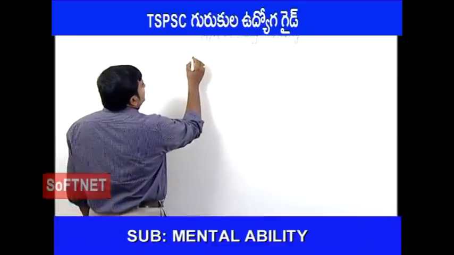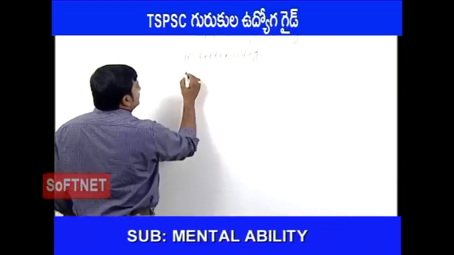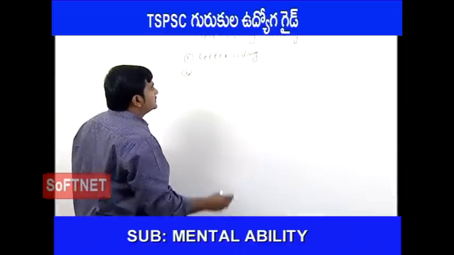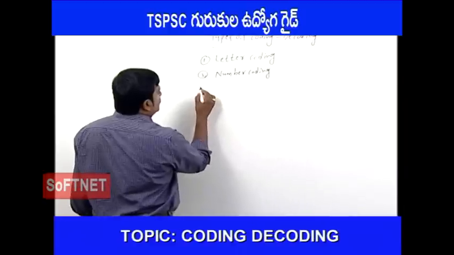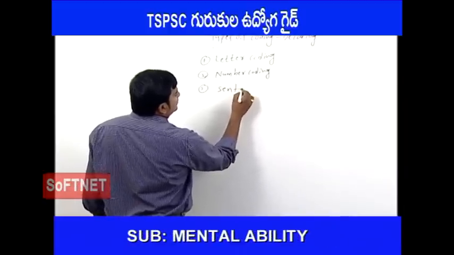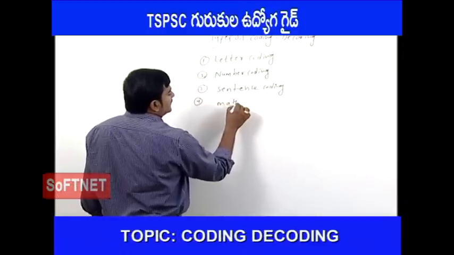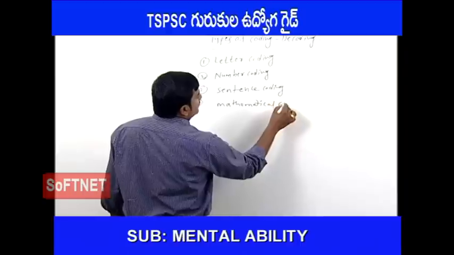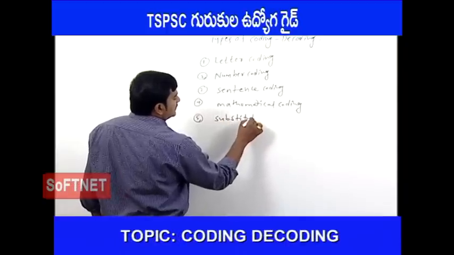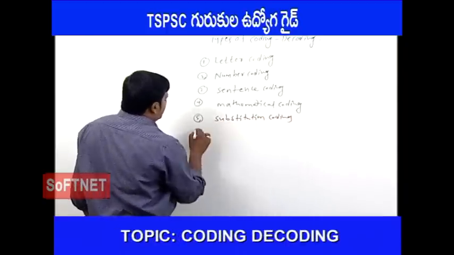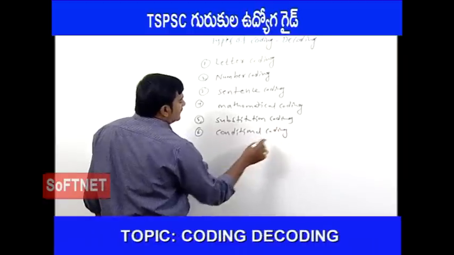Let's say the first type is letter coding. We will discuss each and every coding by taking many examples. The first one is letter coding, the second one is number coding, and the third one is sentence coding. Similarly, the fourth one is mathematical coding, and similarly substitution coding, and conditional coding. The final type is matrix coding.